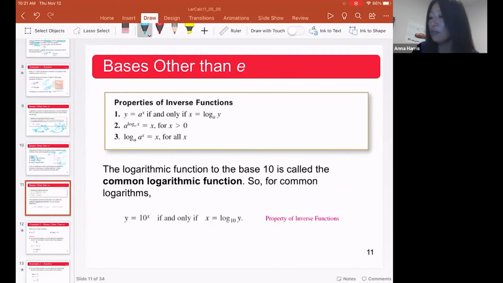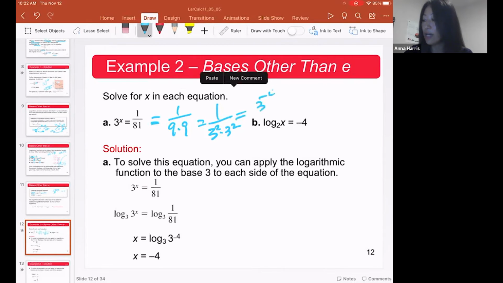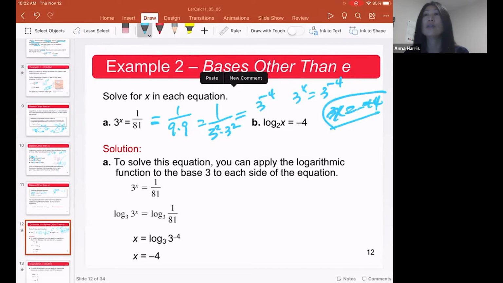All right, so again, we know about this, just like in 5.4. If you have y equal to a to the x, it means x is equal to log base a of y. And then a to the x and log base a, they're inverses of each other, so they can cancel out. Now if you have this problem, I'm going to rewrite this in terms of 3. So 81 is the same as 9 times 9, which is the same as 3 squared times 3 squared. Or I can rewrite it as 3 to the negative 4. So you just said 3 to the x is the same as 3 to the negative 4. That means x has to be negative 4. All right, so you can look at your problem like that.